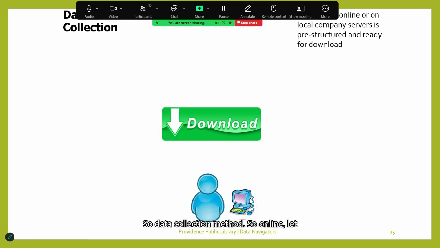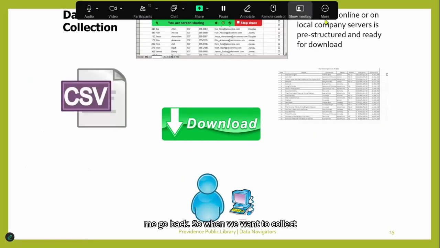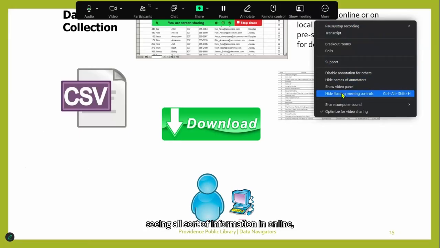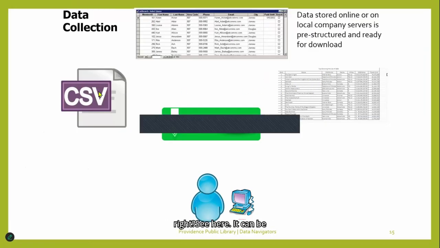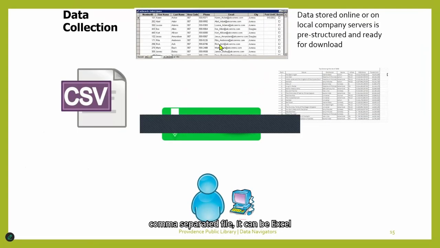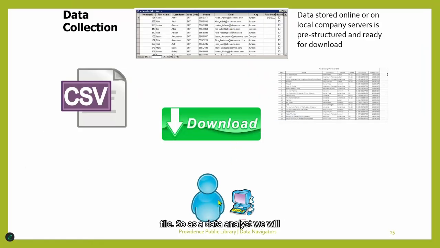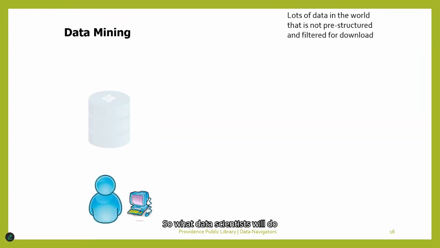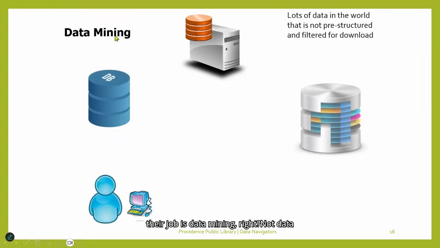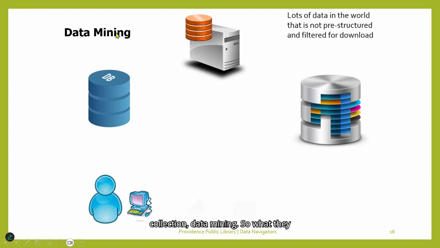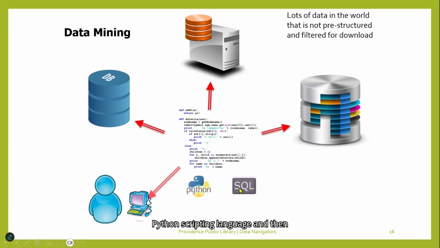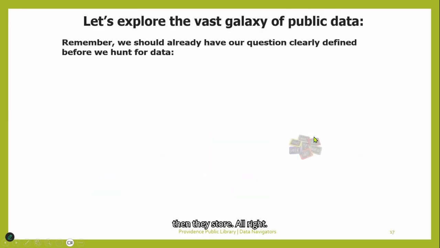So data collection method. Online, let me go back. When we want to collect data and go online, we'll see all sorts of information, right? See here, it can be a comma separated file, it can be an Excel file. As a data analyst, we will download all those files to our system. What will data scientists do? Their job is data mining, not data collection. They will use programs like Python, a scripting language, and SQL, a query language, and they will get information from various databases and then store it.